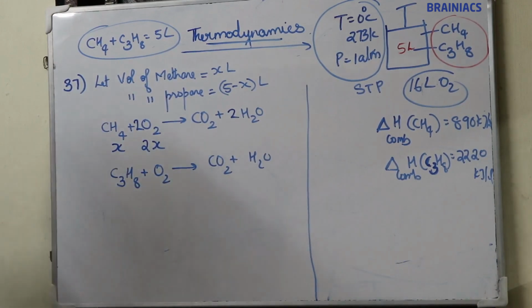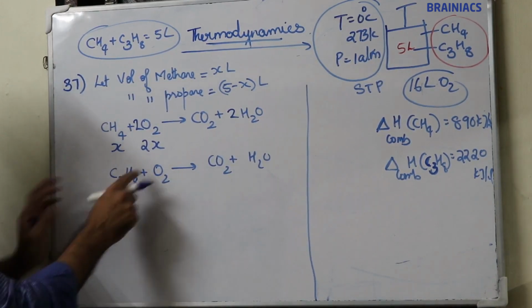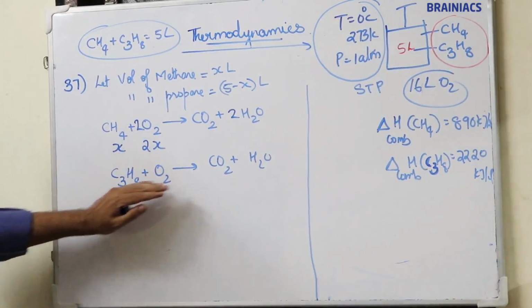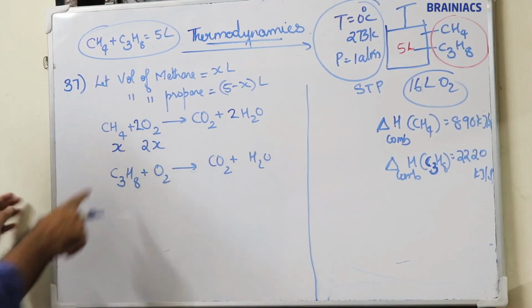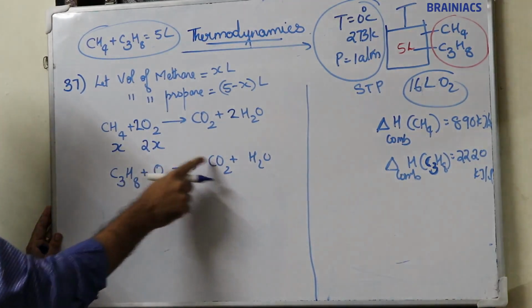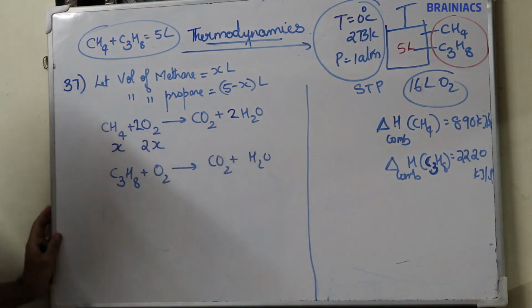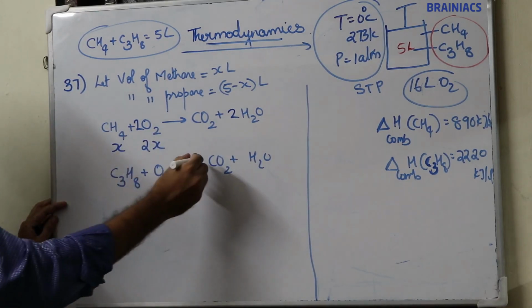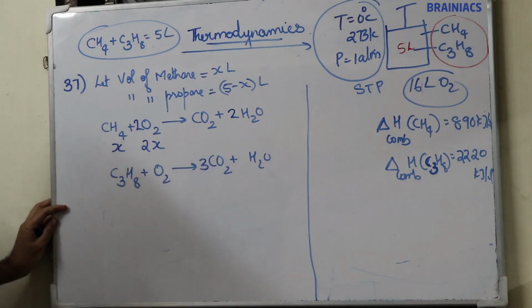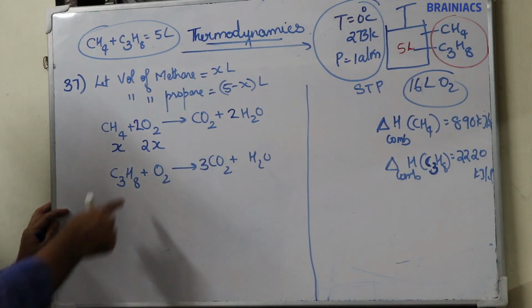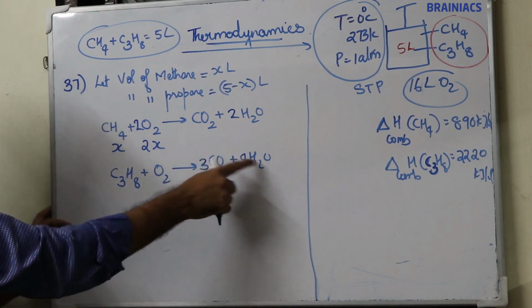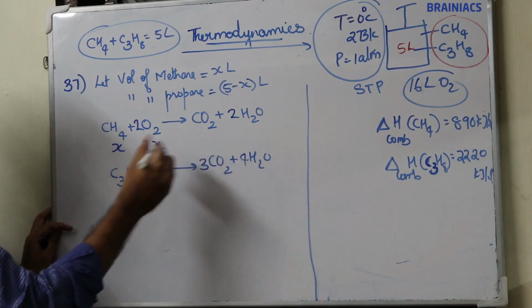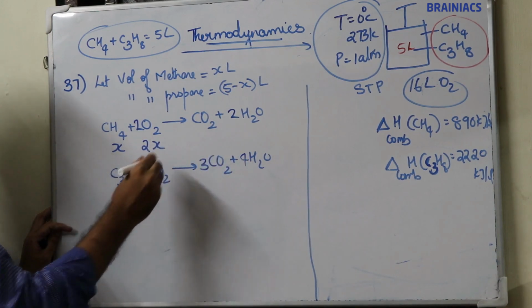I think it's clear. Now consider this reaction. Along with methane, propane is also getting burned. So propane reacts with oxygen giving carbon dioxide and water. Now we have to balance the equation. So 3 carbon gives 3 CO2, and 8 hydrogen gives 4 H2O. Now we balance oxygen: 3 into 2 is 6, plus 4, that is 10. So it's 5 O2.